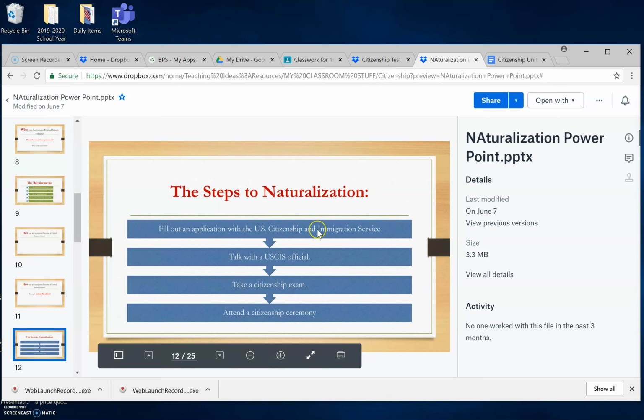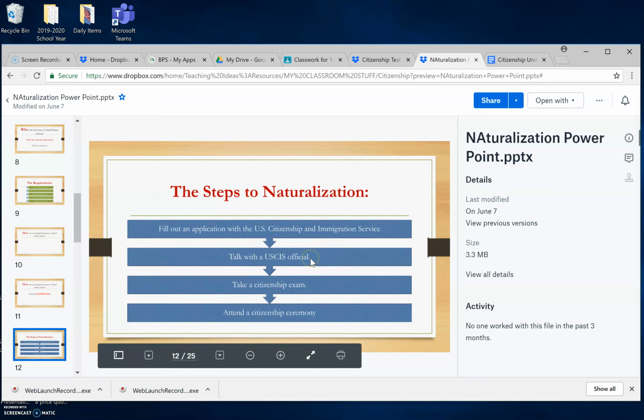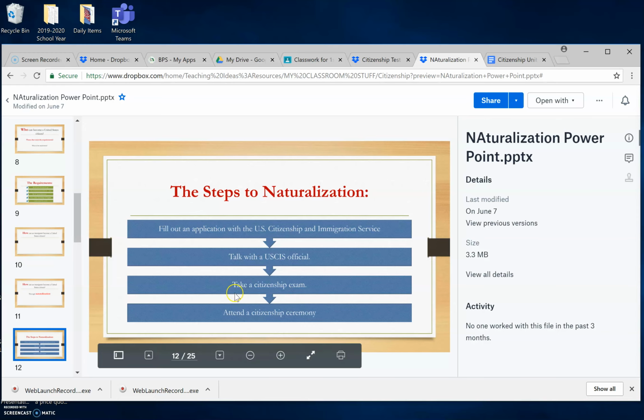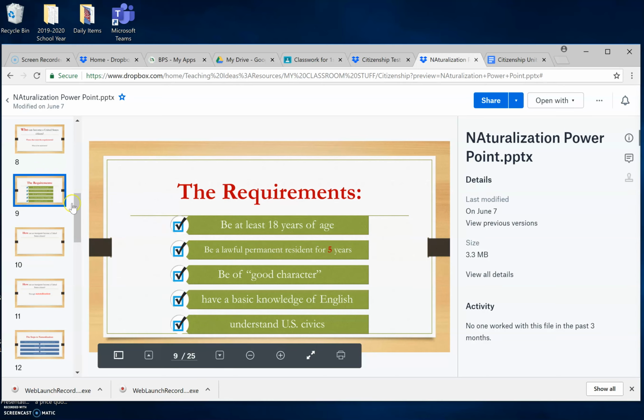Step 1, fill out an application with the U.S. Citizenship and Immigration Office. Step 2, you talk with the official. Then you take a citizenship exam. There's an interview in there too. Somewhere in there is another step you have to remember: you have to be fingerprinted and background checked to make sure you're of good moral character. Good character.